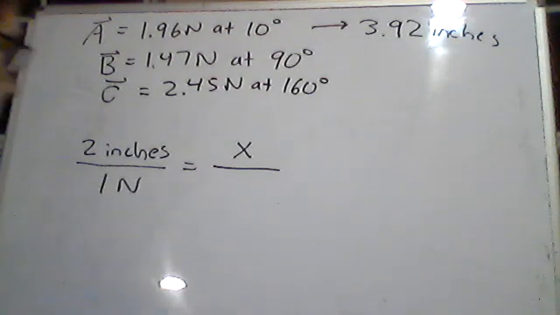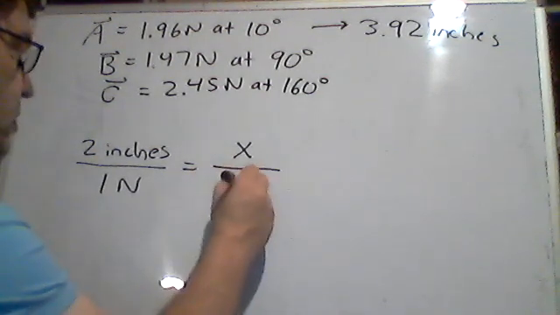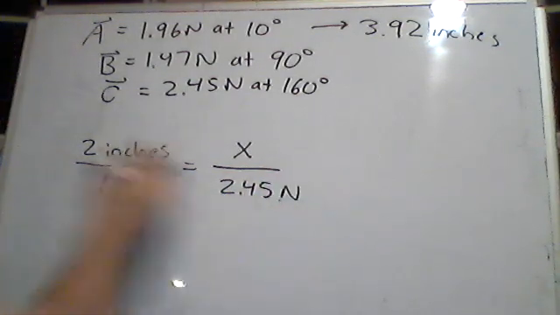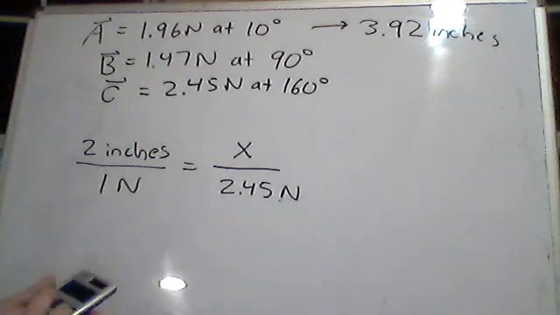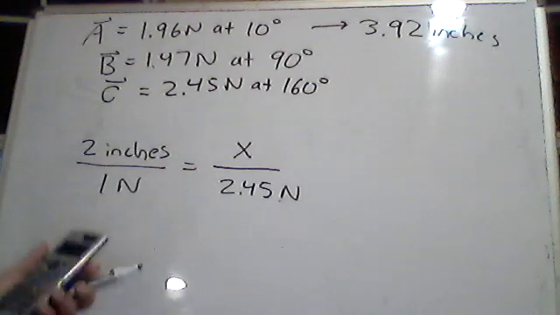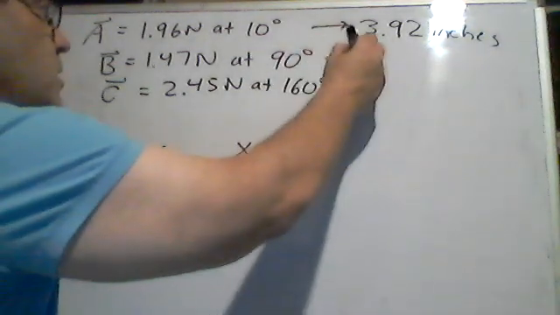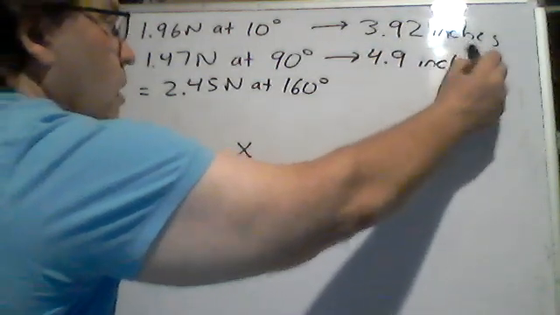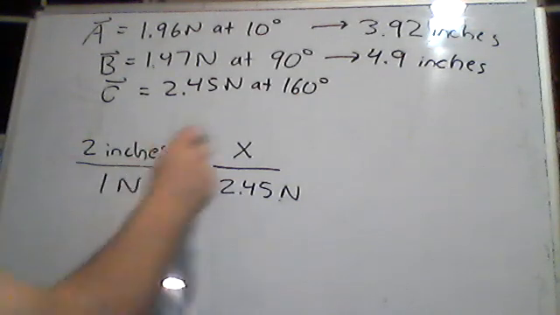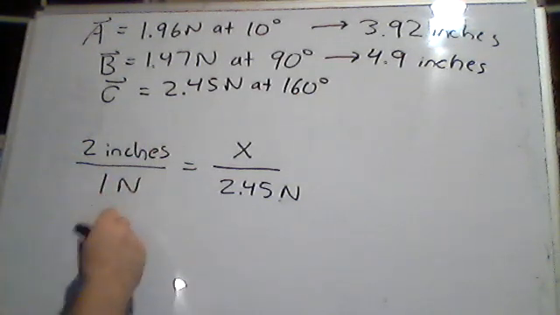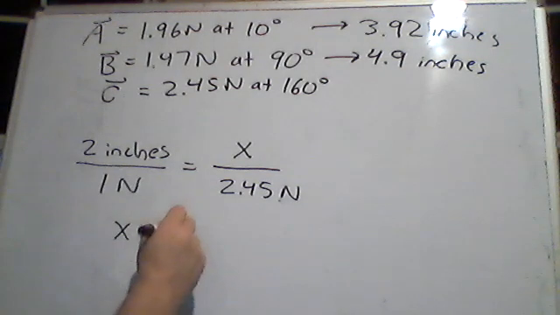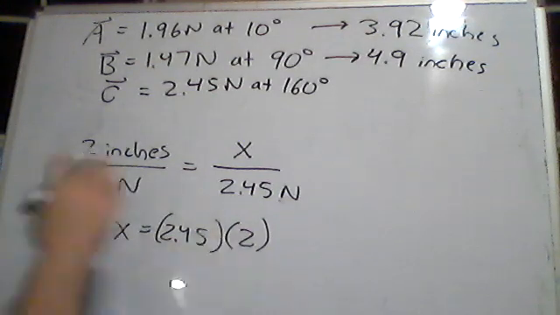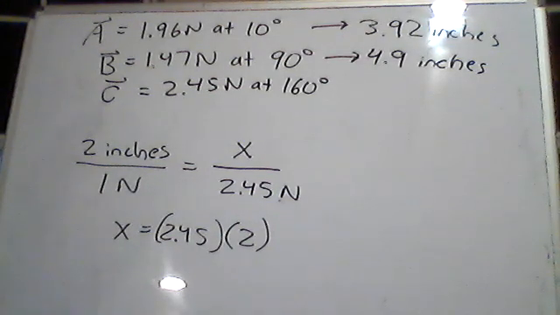I would do the same thing for B. Instead of 1.96 newtons, I want to figure out how big 2.45 newtons is. Then I cross multiply. And I find out that at least in this particular case, I end up multiplying by 2 again. So 2 times 2.45 is 4.9. This corresponds again to 4.9 inches. Again, how did I do this? Remember, cross multiplication. X times 1 is X. This way it's 2.45 times 2. I sometimes tend to go a little fast, and so I want to make sure that I'm not going too fast for anybody. All right, that's all I'm doing.